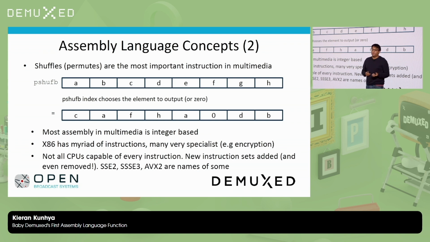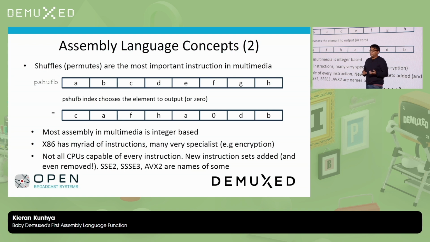It's worth pointing out that most assembly in multimedia is integer-based, and that's in contrast to things like academia or fluid dynamics, where they're using floats. Intel x86 has a myriad of instructions, tons and tons of them. I think it's a 1,000-page book or something like that. And many are super specialist, especially the encryption ones. There are probably a handful of people in the world who can really explain what some of the encryption-related instructions do.